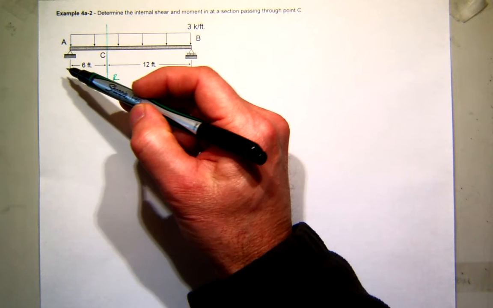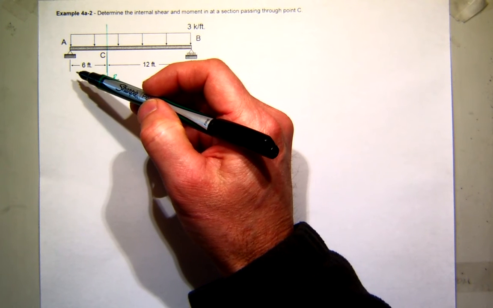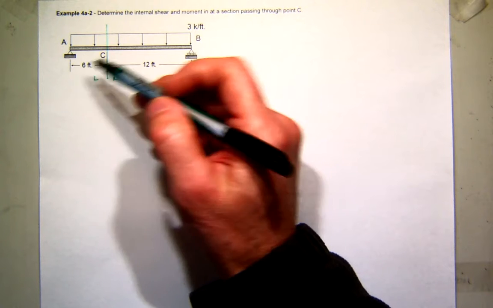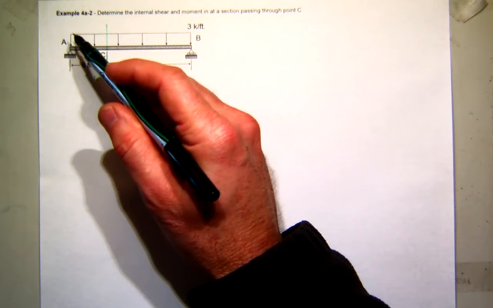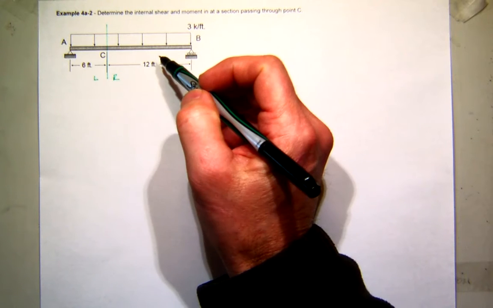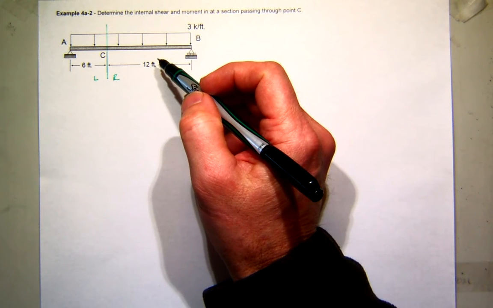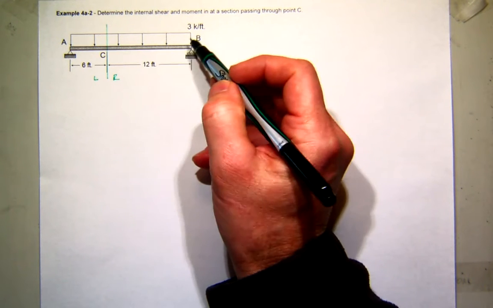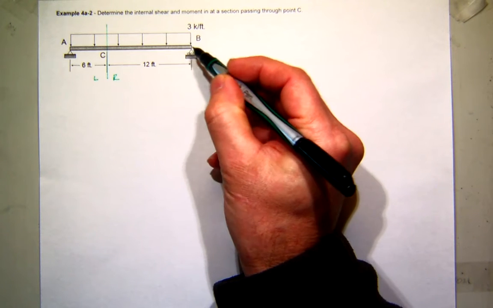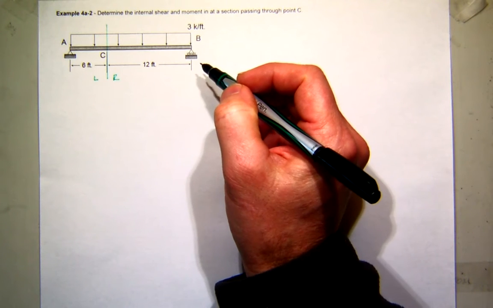I'll need to find my reactions at A. And how many reactions at a pin? 2. And then on this side also I have a uniform load. Well, that's not so bad. On the right side, what's the difference? Well, I still have a uniform load, so that's the same. And I have a roller. So technically I have one less thing to find.